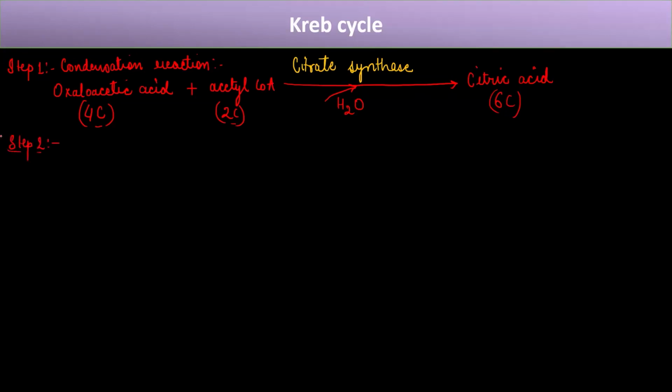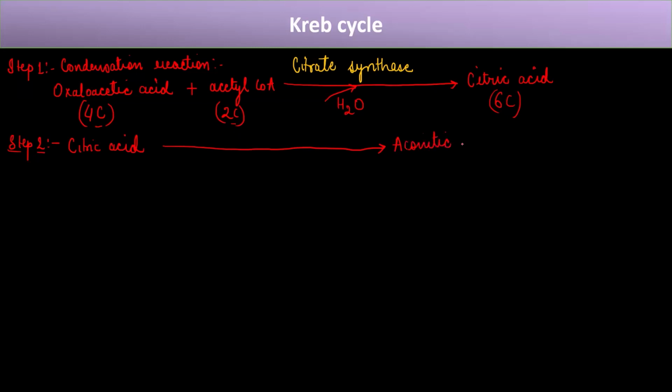What do we have in step 2? So in step 2, the citric acid that is formed gets converted into an unstable product. Okay, that is not mentioned in NCERT, but this intermediate product is being formed. That is highly unstable, and this product is known as aconitic acid.